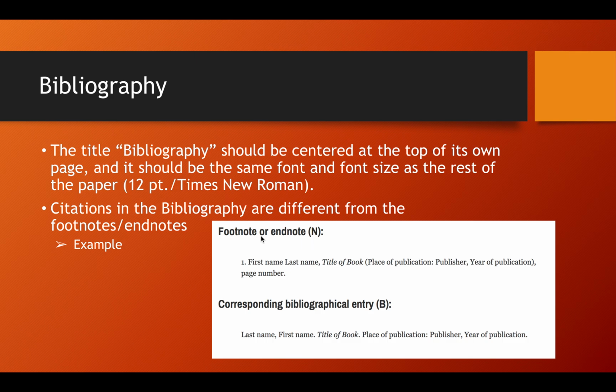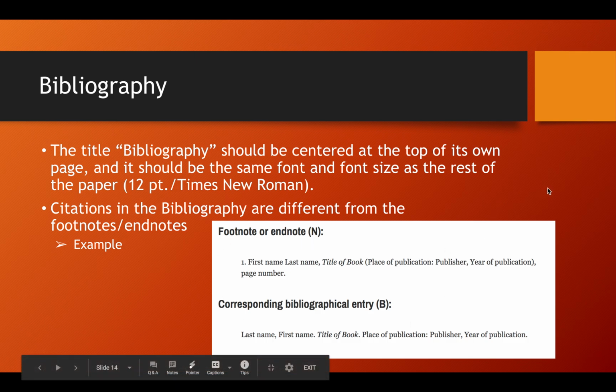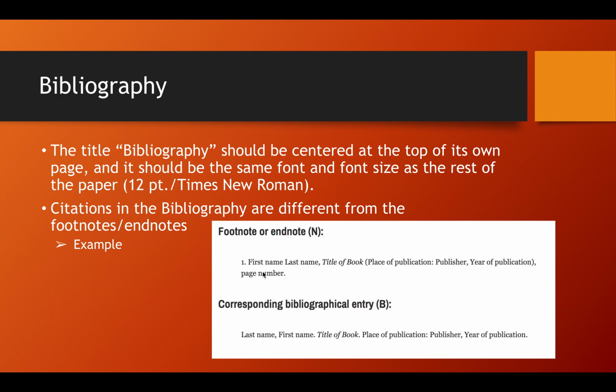So a footnote, this is actually screenshotted from Purdue OWL, and I think it's really helpful. A footnote would look something like this. If you were doing a book, for instance, it would have the first and the last name of the author, the title of the book, the place of publication, publisher, year of publication, and then the page number that you got it from.